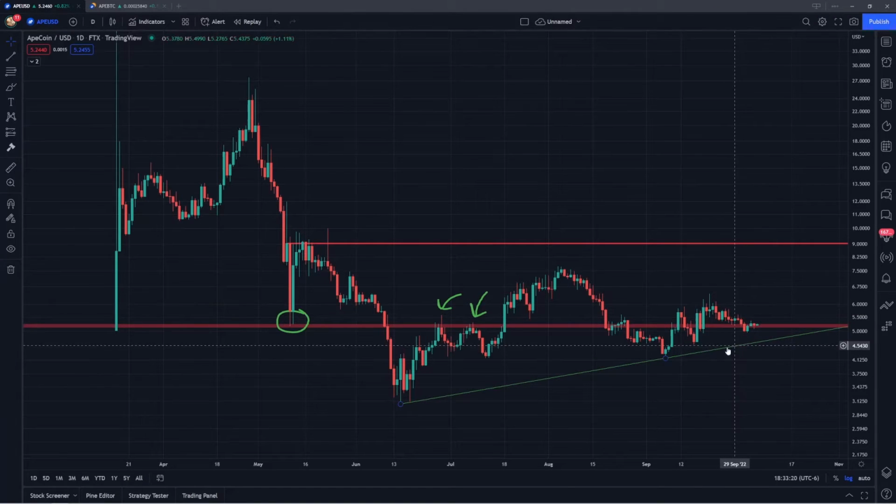The bearish scenario is if we take out this higher low that was set back in September, which is once again around $4.20. And if Apecoin does take that low out, then I will be looking out to the all-time low back in June around $3 as our next area of support.